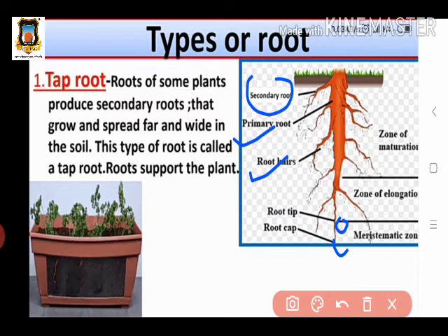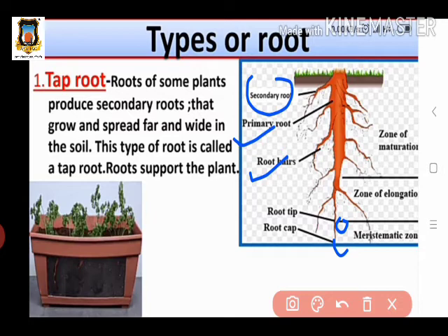The root cap protects the root tip from injury. So protection is given by this root cap for the root tip because it is very delicate and it is the growing part of this root. So here we see the first type of root, that is the tap root.